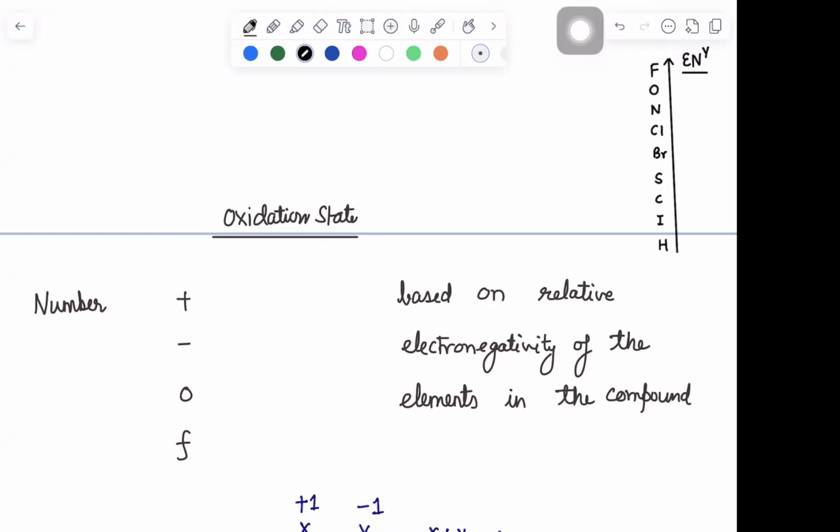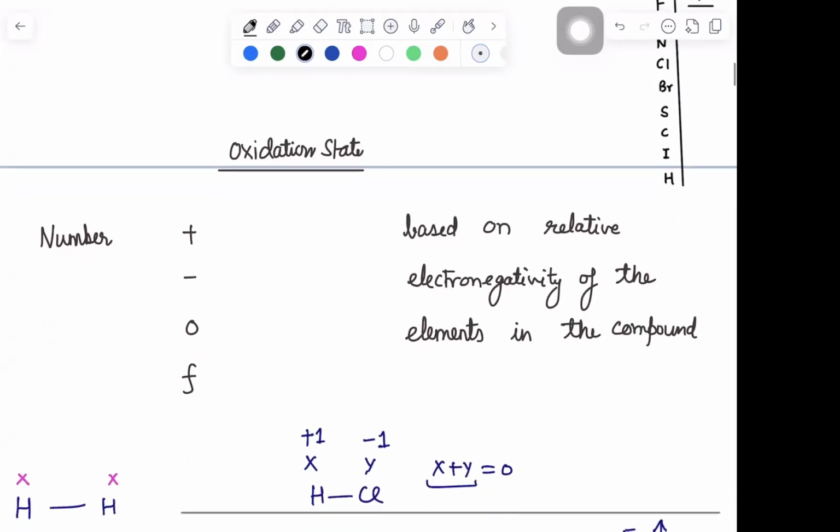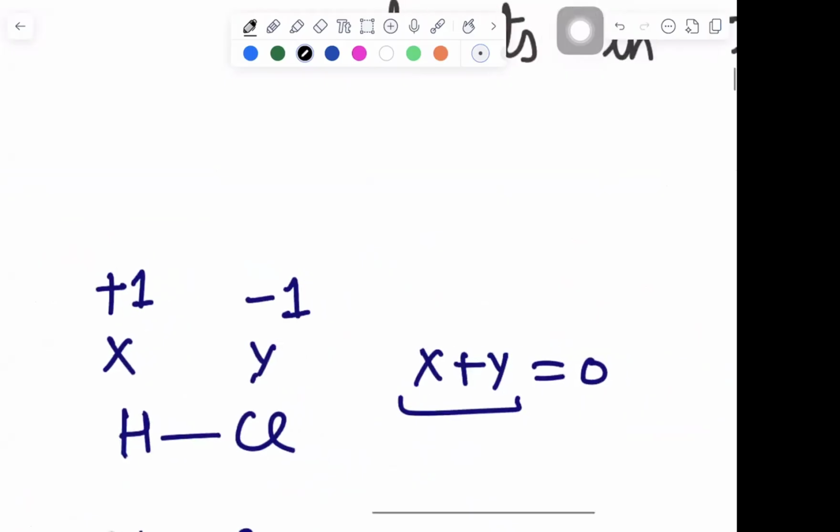Any issues? Sir, what is oxidation state? Yeah, I'm coming to that. Oxidation state is a number assigned to the element based on relative electronegativity of the element in the compound. Basically we are assigning a hypothetical number based on how good or how poor its electronegativity is. For instance, let's say you have HCl. Now in HCl, H and Cl, which is more electronegative? Cl is more electronegative.